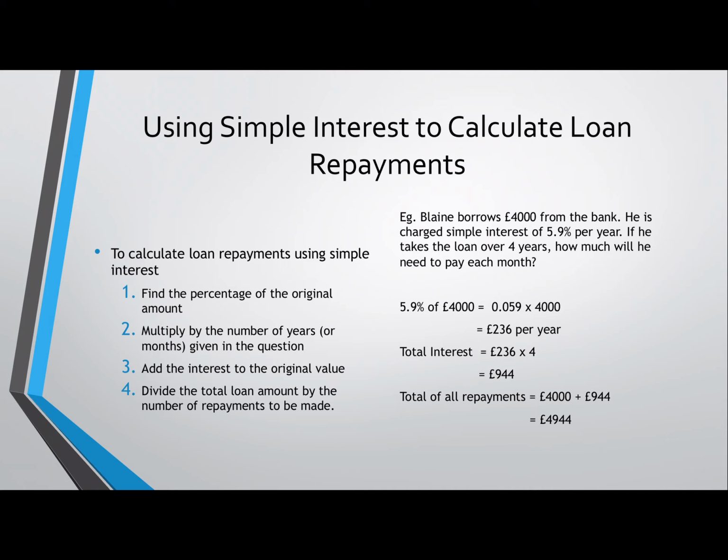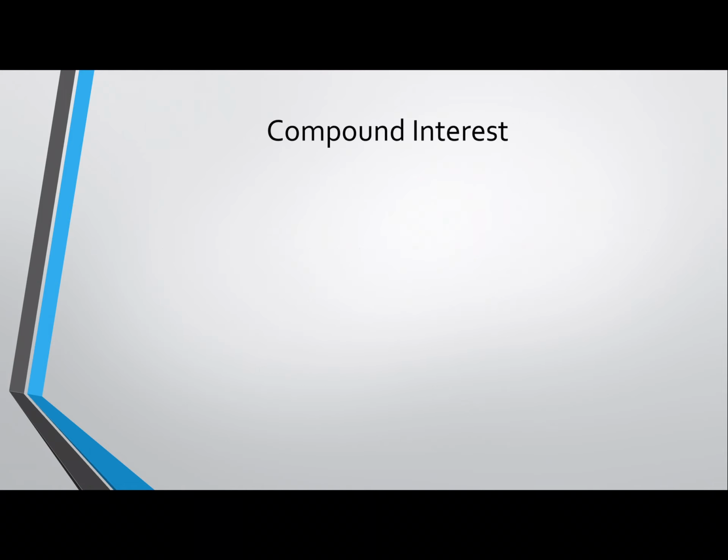And now we need to divide that total by how many repayments. So it's 4 years, and if we're paying every month, that's 4 lots of 12, because there's 12 months in a year. So our monthly repayment is 4,944 divided by 48, which gives us £103 per month for his loan repayments. So that is it, I think, for simple interest, and so now we need to talk about compound interest.